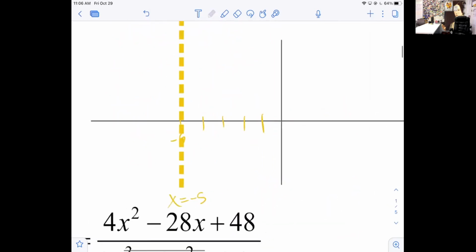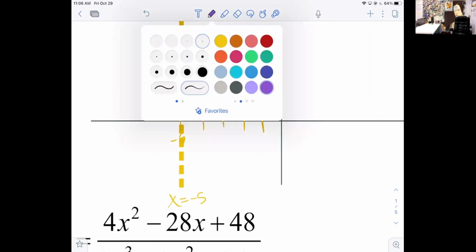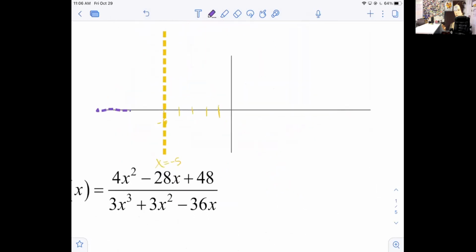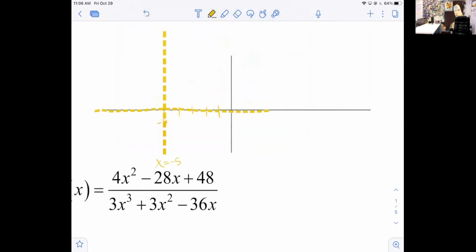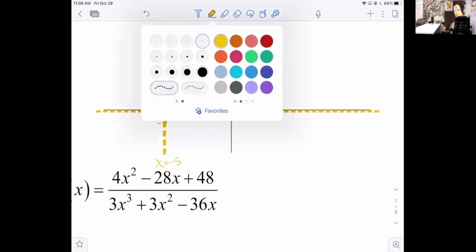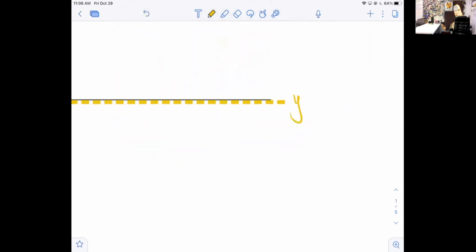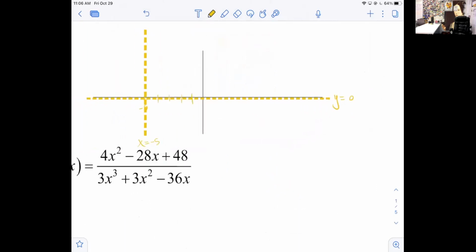Come down here, switch to thicker, switch to dotted line. Y equals 0 is the x-axis. Whoa, I'm in purple. Didn't mean that. Back to mustard. You should do like relish. No, not relish, do avocado. Now I'm coming back to normal flared writing. And again, I'm going to label this as y equals 0.